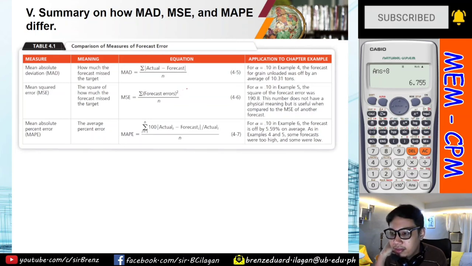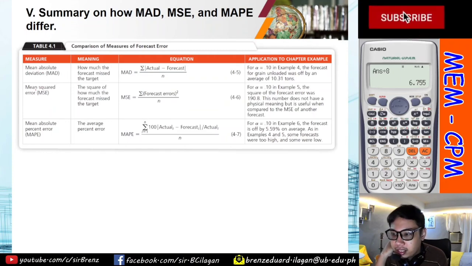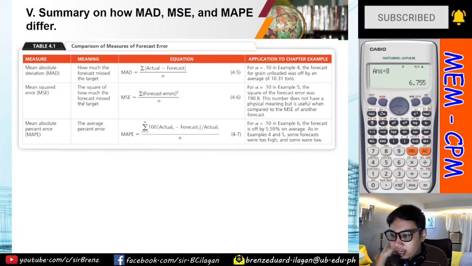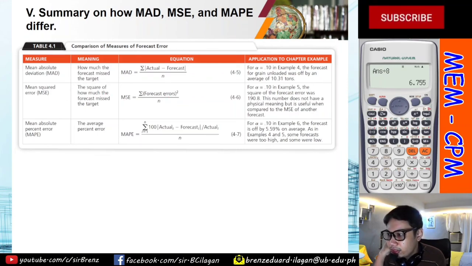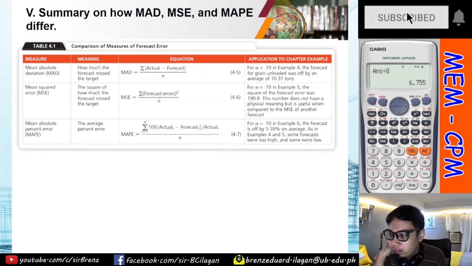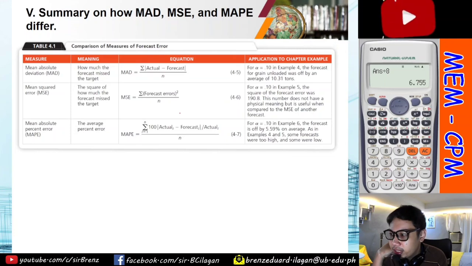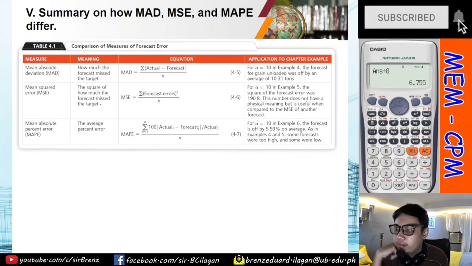10.31 tons. Okay? Next, for mean squared error, so yung kanyang meaning dito is this is the square of how much the forecast missed the target. Okay, kung saan, again, yung equation niya, squared nga, so kaya naka-squared din 'to. From which, for the application for this example, so for alpha na 0.1, the square of the forecast error was 90.8. So this number does not have a physical meaning, but it's useful when compared to the MSE of another forecast, which is yung nakuha natin for 0.5.